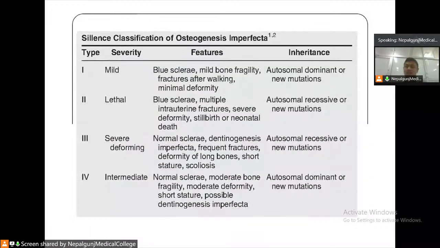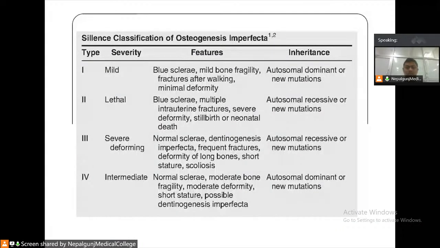This is the Sillence classification we are talking about. Type 1 is a mild form. Inheritance can be autosomal dominant or some form of new mutation. The features usually are that the child will have blue sclera, mild bone fractures after walking, or minimal deformity. Type 2 is usually known as the lethal variant.